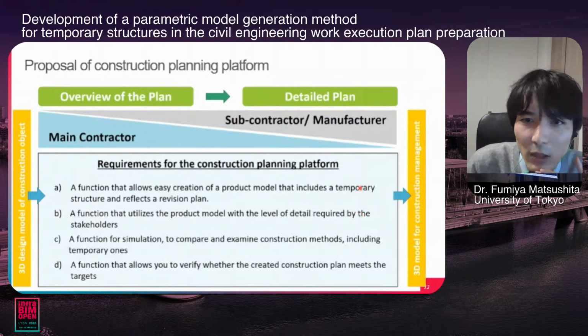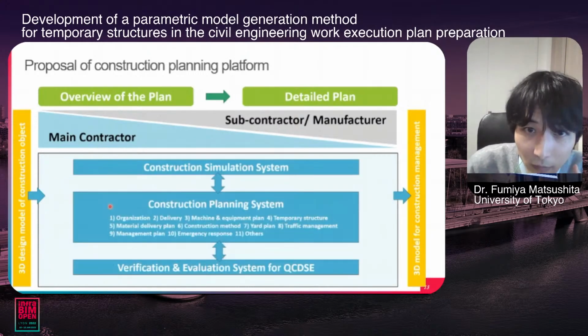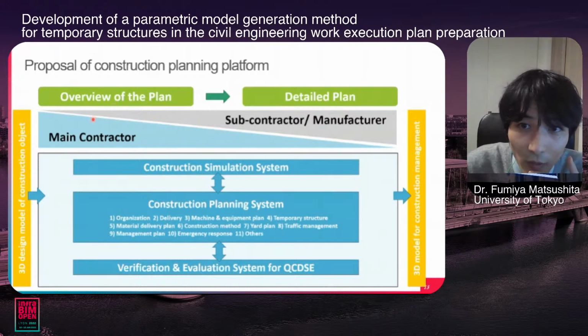The construction planning platform has a 3D design model of the construction object as input and a 3D model for construction management as output. In addition, the following from A to D can be considered as requirements for the construction planning platform. To satisfy these requirements, the construction planning platform needs to have three components: construction planning system, construction simulation system, and verification and evaluation system of construction planning for QCDSE.